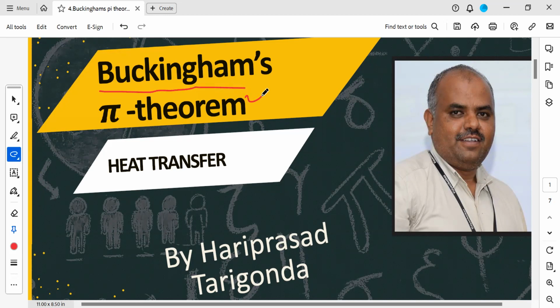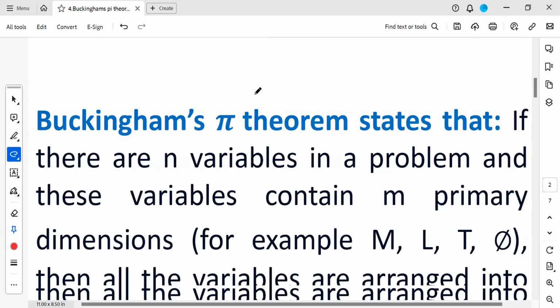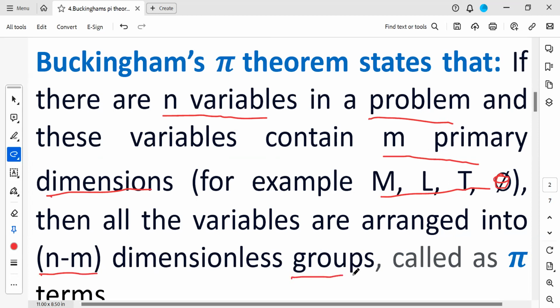So let us see the statement of Buckingham's pi theorem. According to Buckingham's pi theorem, if there are n variables in a physical problem, in a physical phenomenon, and these variables contain m primary dimensions, that is M, L, T, theta, then all the variables are arranged into n minus m dimensionless groups called pi terms. This is the statement of Buckingham's pi theorem.